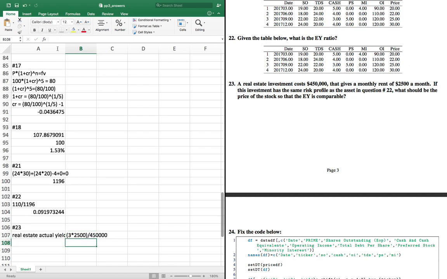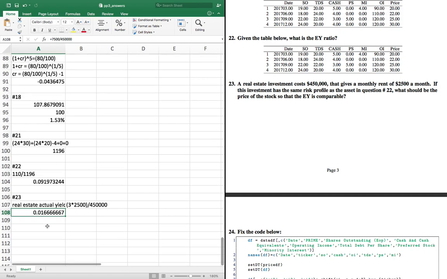All right, cool. Let's calculate that. $7,500 divided by 450,000, and we get a real estate actual yield of 1.67%. So that's my quarterly yield. Now, for the price, let's do the yield for the price. How do we do this? I have my benchmark yield, but now I need to back out the price. We did this in the slides before.